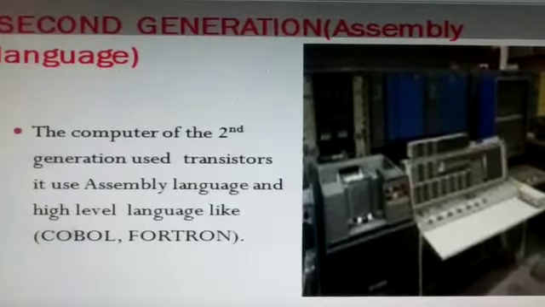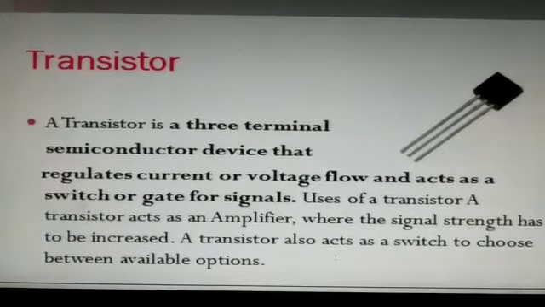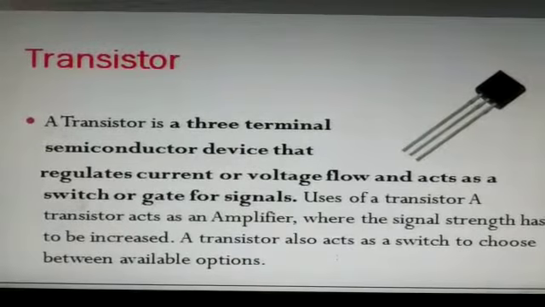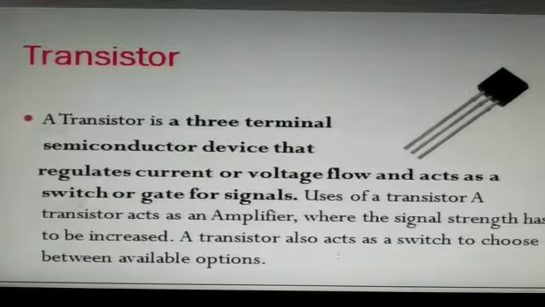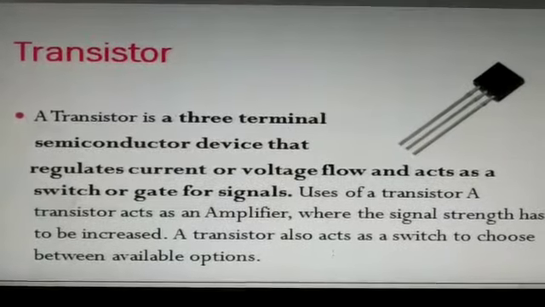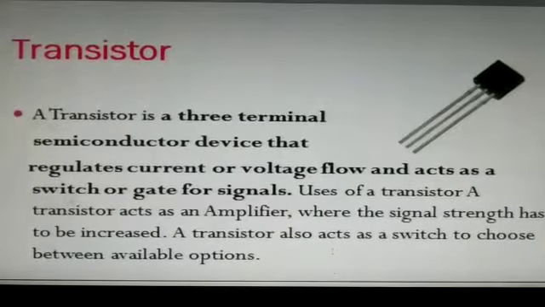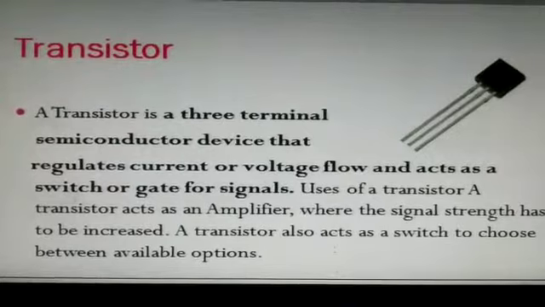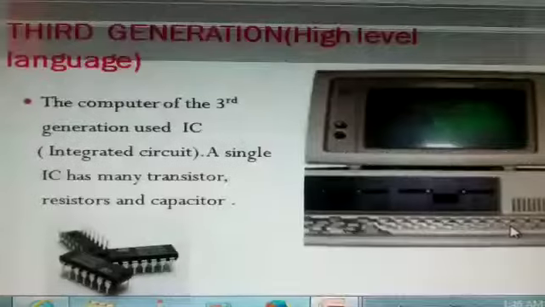Now I will show you transistors. Students, you can see here, this is the image of a transistor, and a transistor is a 3-terminal semiconductor device that regulates current or voltage flow and acts as a switch or gate for signals. Use of transistors: a transistor acts as an amplifier where the signal strength has to be increased. A transistor also acts as a switch to choose between available options. So, in the second generation, they used transistors in place of vacuum tubes.